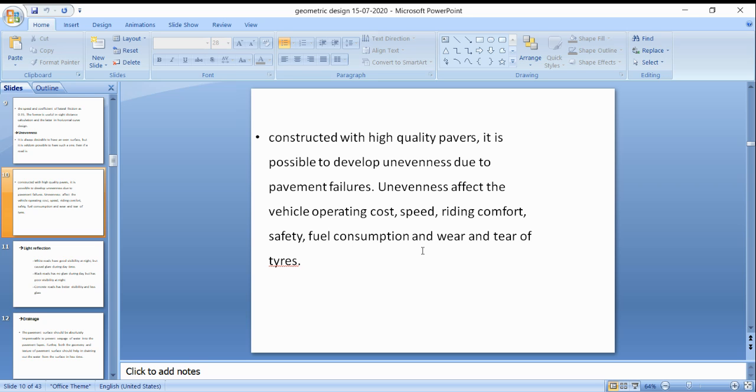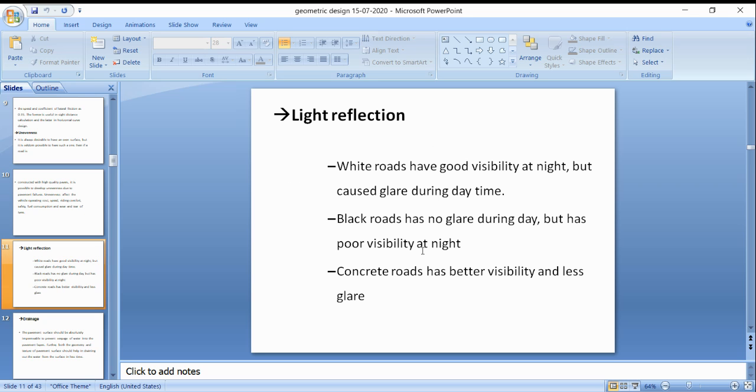It will affect the vehicle operating cost, and riding comfort will not be there. So the road should not have unevenness. It should be as smooth as possible.